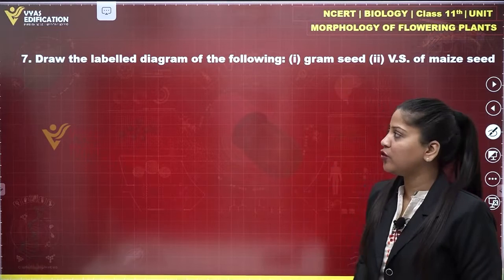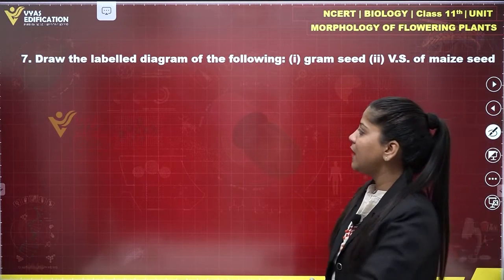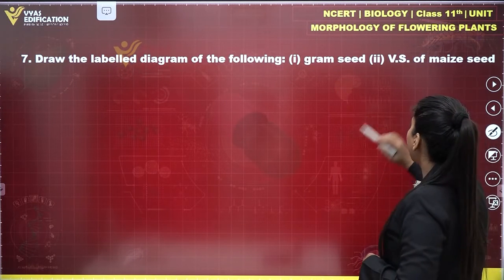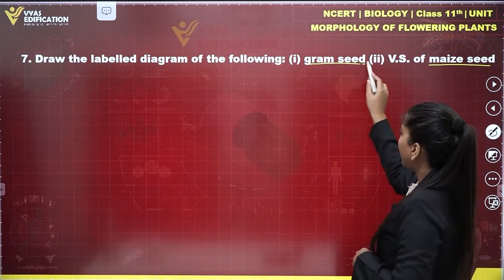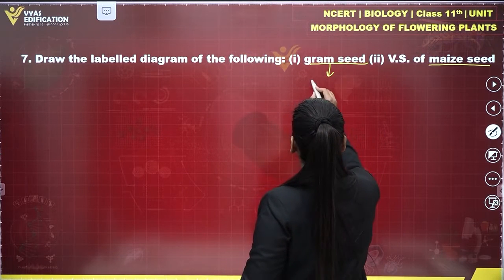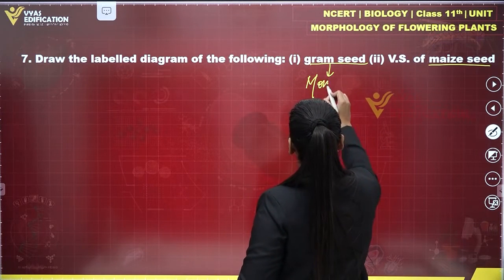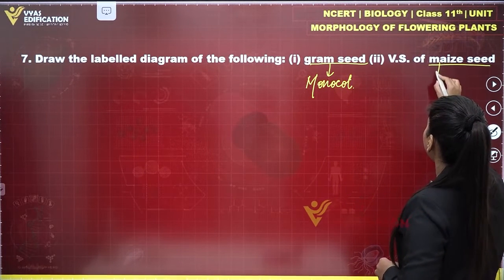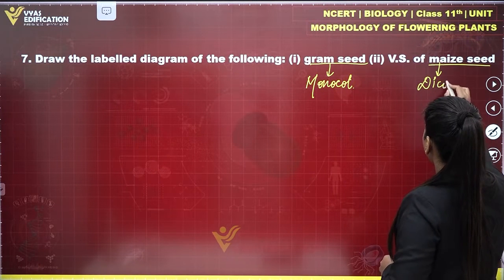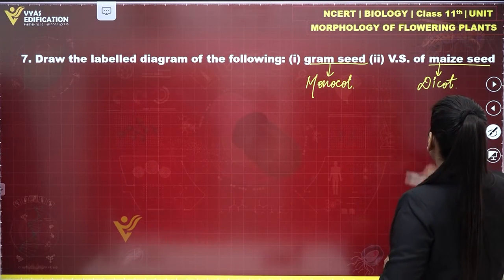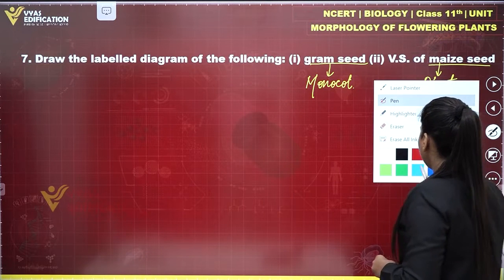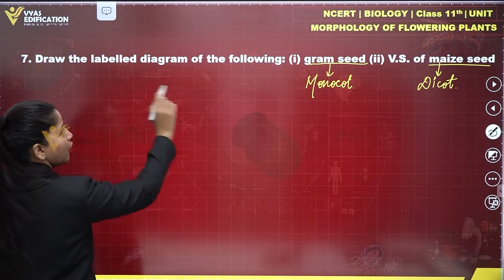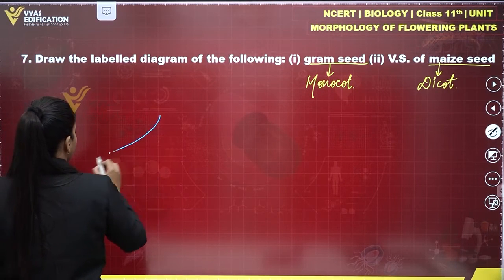Now we have a next question on the screen, that is question number 7, and we have to draw a labeled diagram of gram seed and maize seed. Now we know that the gram seed has dicot seed, so we have to draw the diagram of dicot seed, and the maize has monocot seed. So we have to draw the diagrams of monocot and dicot seed. So first I am drawing the diagram of monocot seed. This is the monocot seed.